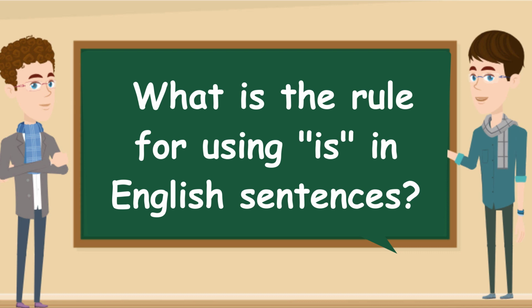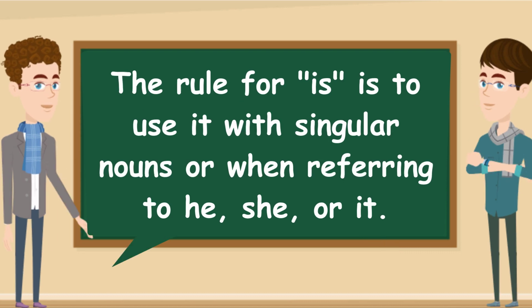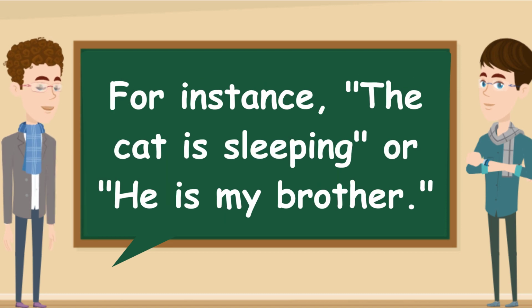What is the rule for using is in English sentences? The rule for is to use it with singular nouns or when referring to he, she, or it. For instance, the cat is sleeping, or he is my brother.